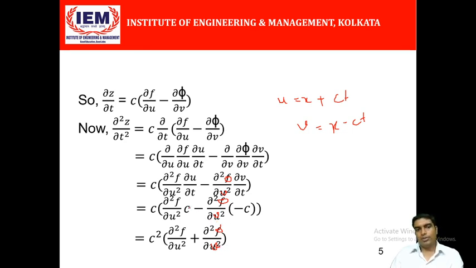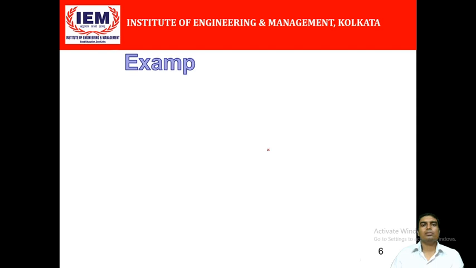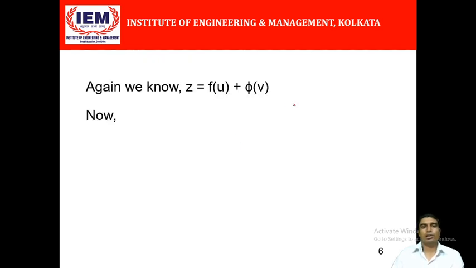Now I have to show that this ∂²z/∂t² is basically equal to c² times ∂²z/∂x². I have to show this one, right? So on one side I have found this one equal to this term. Now again I find out what ∂²z/∂x² is. For that, I write this as equation number 1. So I know that z equals this one.